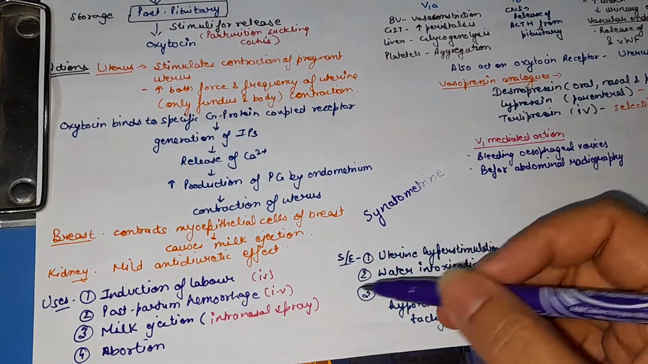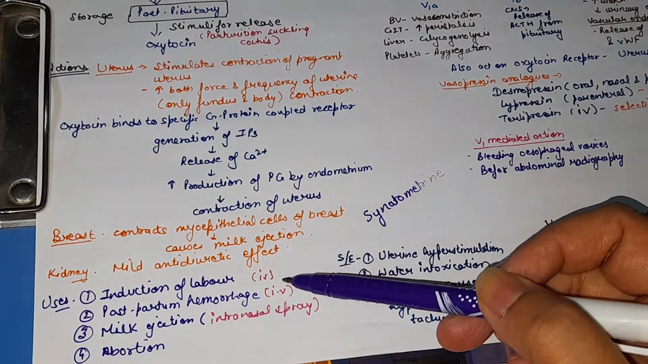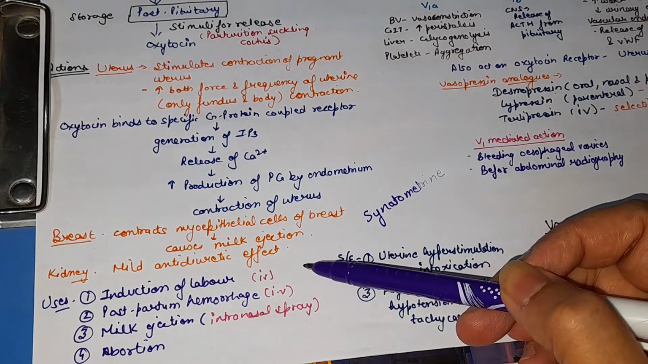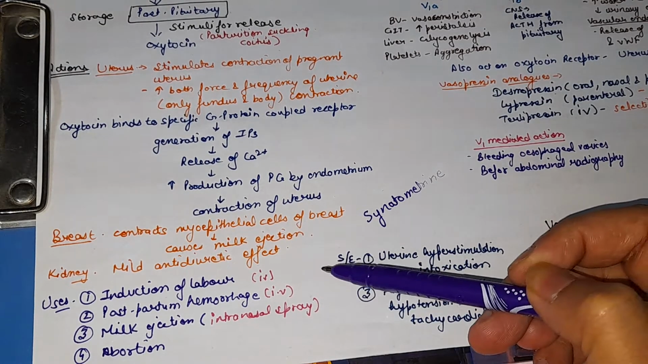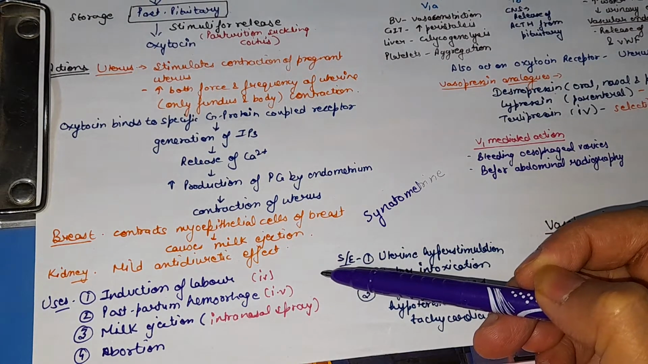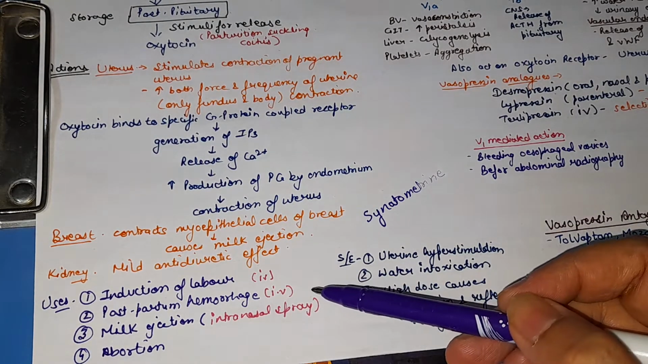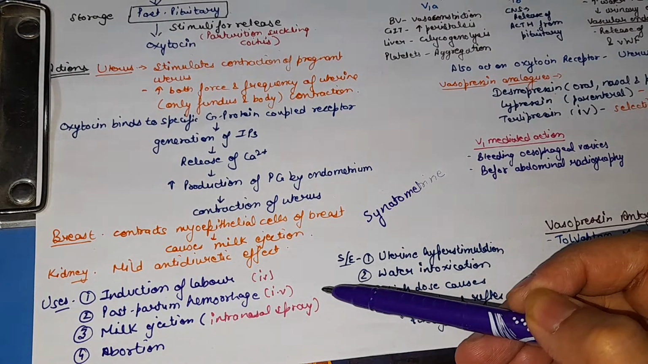Now the uses of oxytocin. Oxytocin is used for the induction of labor. It is the drug of choice for induction of labor, and it is administered by IV infusion. The starting dose should be low, and the rate of infusion is adjusted according to the response. During oxytocin infusion, uterine contraction, maternal blood pressure, and fetal and maternal heart rate should be monitored.